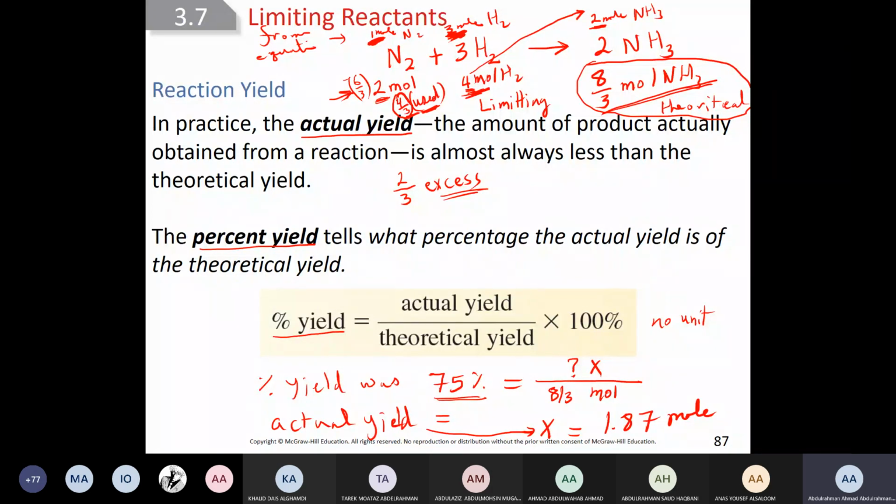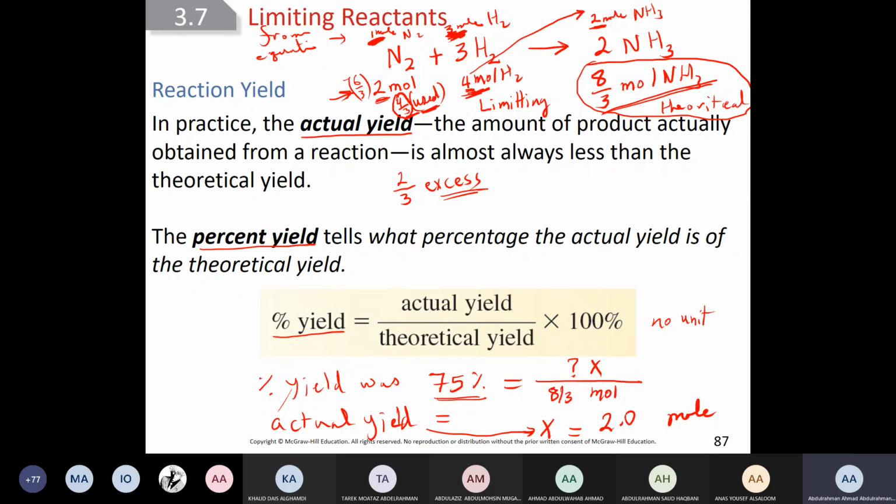Oh, it is exactly. Wow. So somebody gave me a wrong answer because I did not do the calculation. Now I did the calculation. So the actual yield in this case is 2.0.